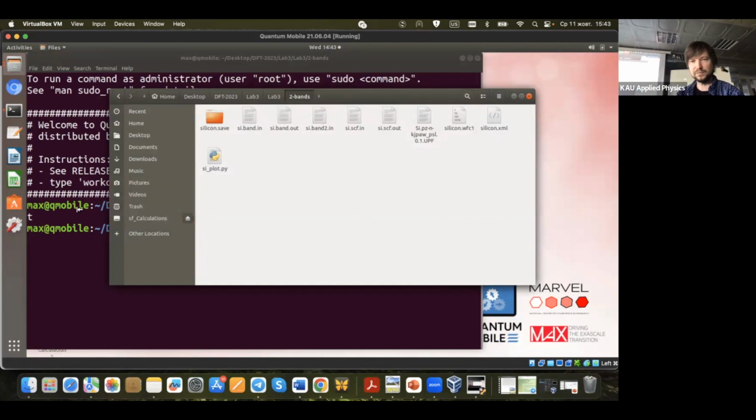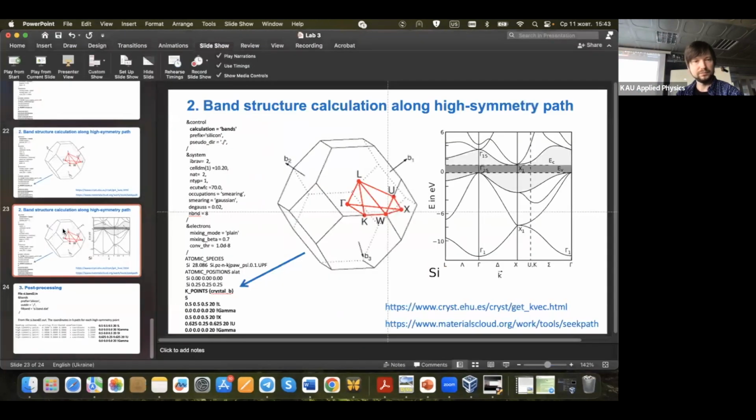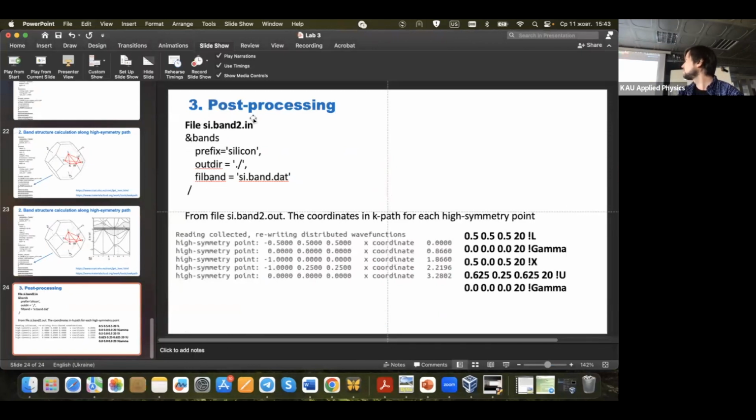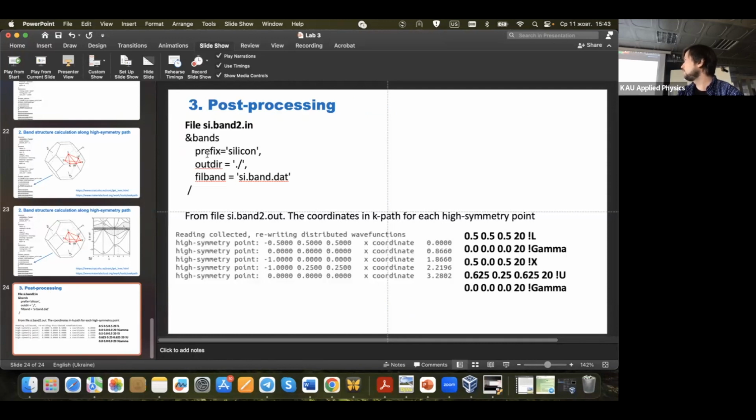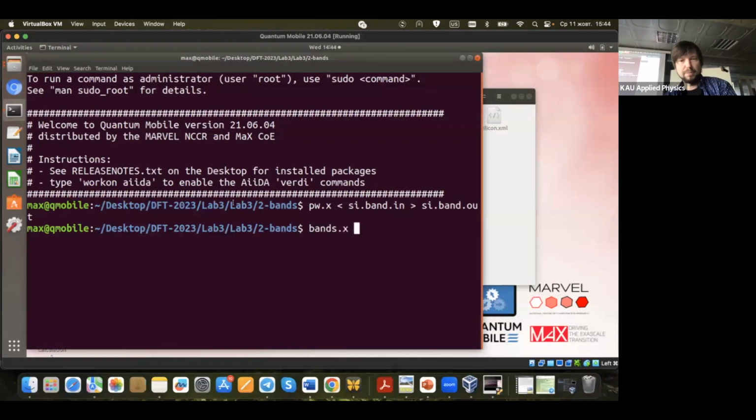And for this purpose, we use this file, band2 in. Here it is, post-processing. This simple, short file, here you see bands. Here it was some control system. Here you see bands, prefix silicon, outdir, prefix just the name of the folder, outdir where all results are, and filband means the name of the file which it will create, and that's all. It's very, very simple. We should just start this file by this command: bands.x, not pw.x, but bands.x.